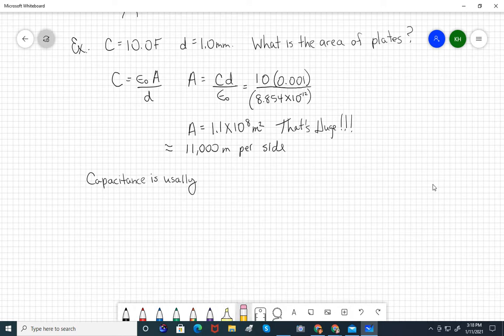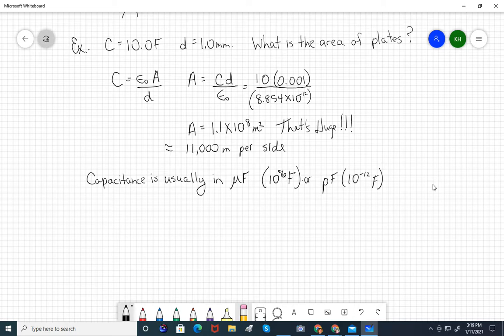Let's try and spell usually correctly. Usually in microfarads, which of course is 10 to the negative 6 farads, or picofarads. Pico is 10 to the negative 12. It's possible that you can also find it maybe in nanofarads, but they'll usually use either pico or micro.